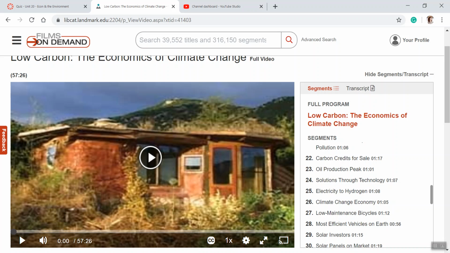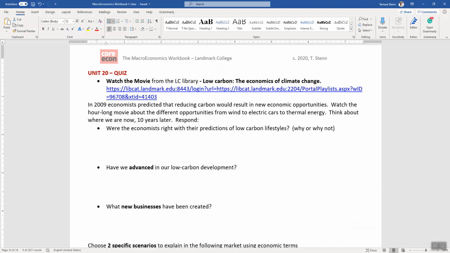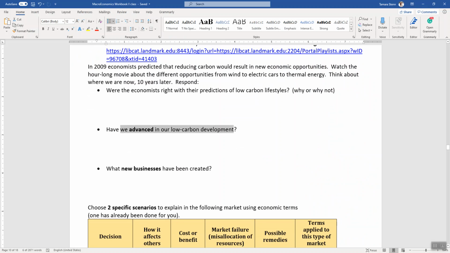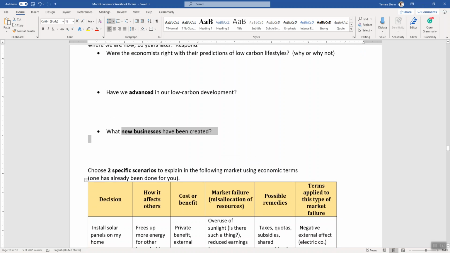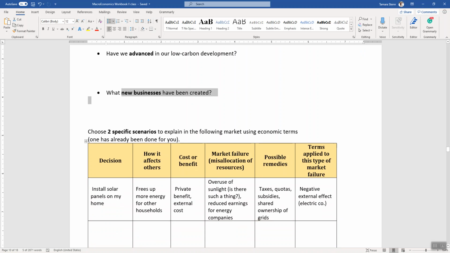So watch the whole movie. It's really good. Take your time with it. Maybe do 20-minute pieces, however you want to do it. And then go back to your workbook and think about, after you've seen the whole entire movie, were they right? Have we advanced our low carbon development? We're 10 years in the future now. What new businesses have been created? Think about what you know in the world around you today.